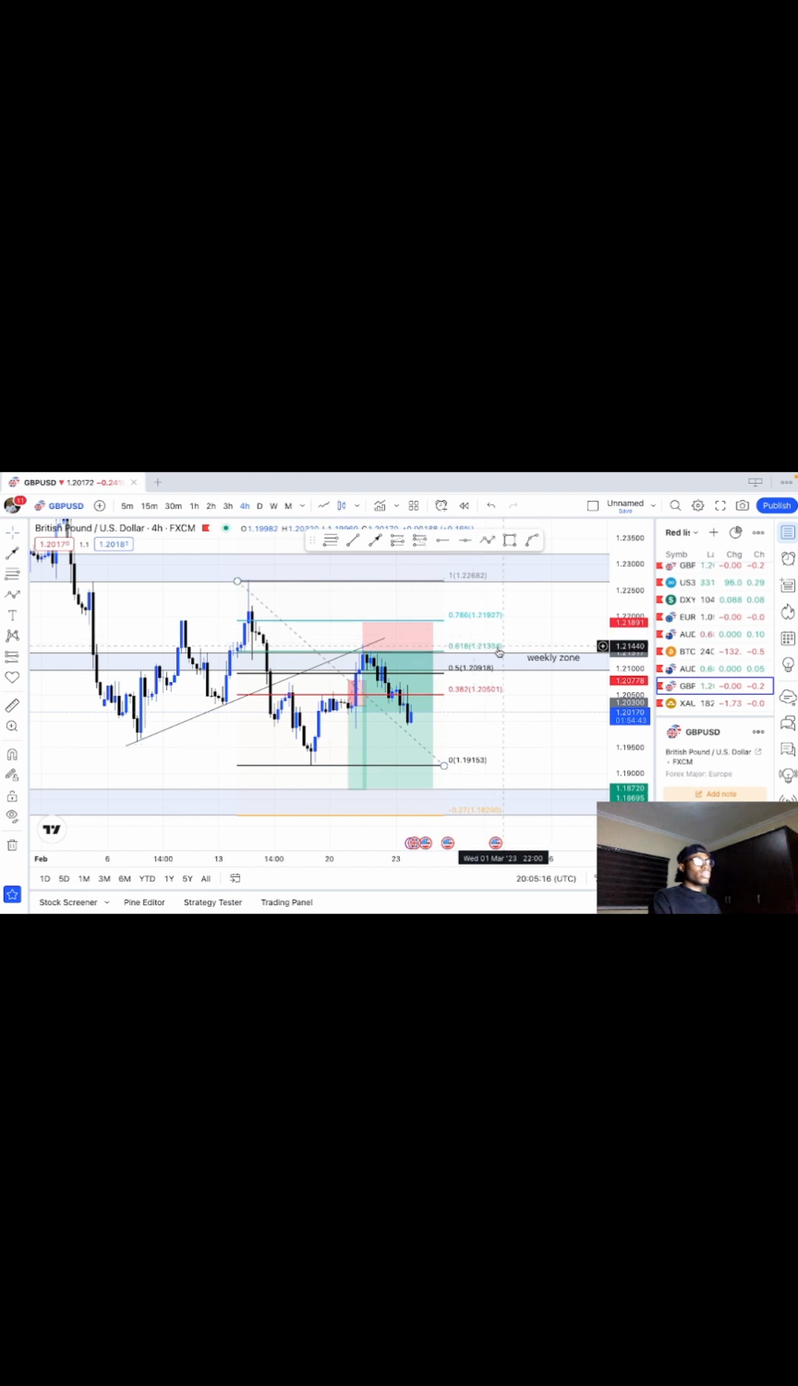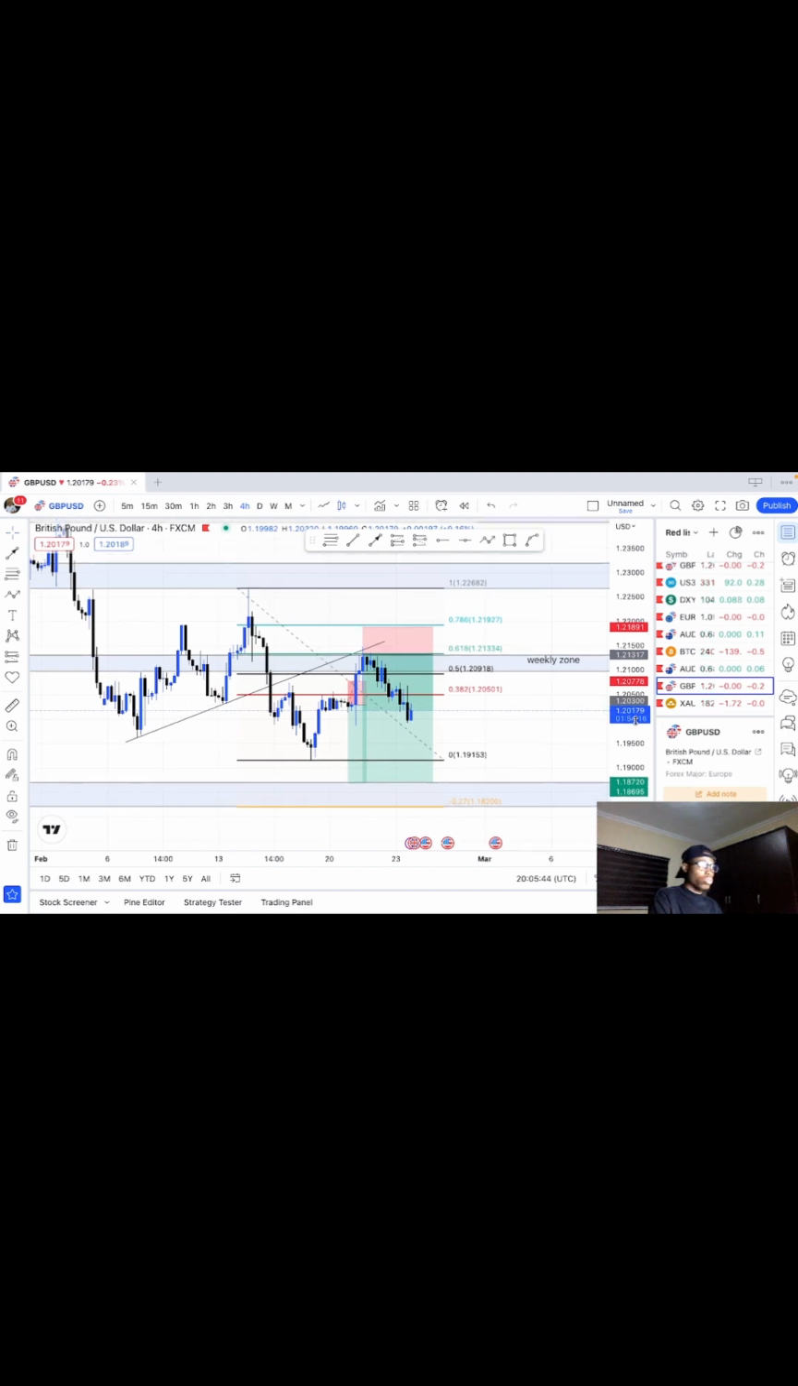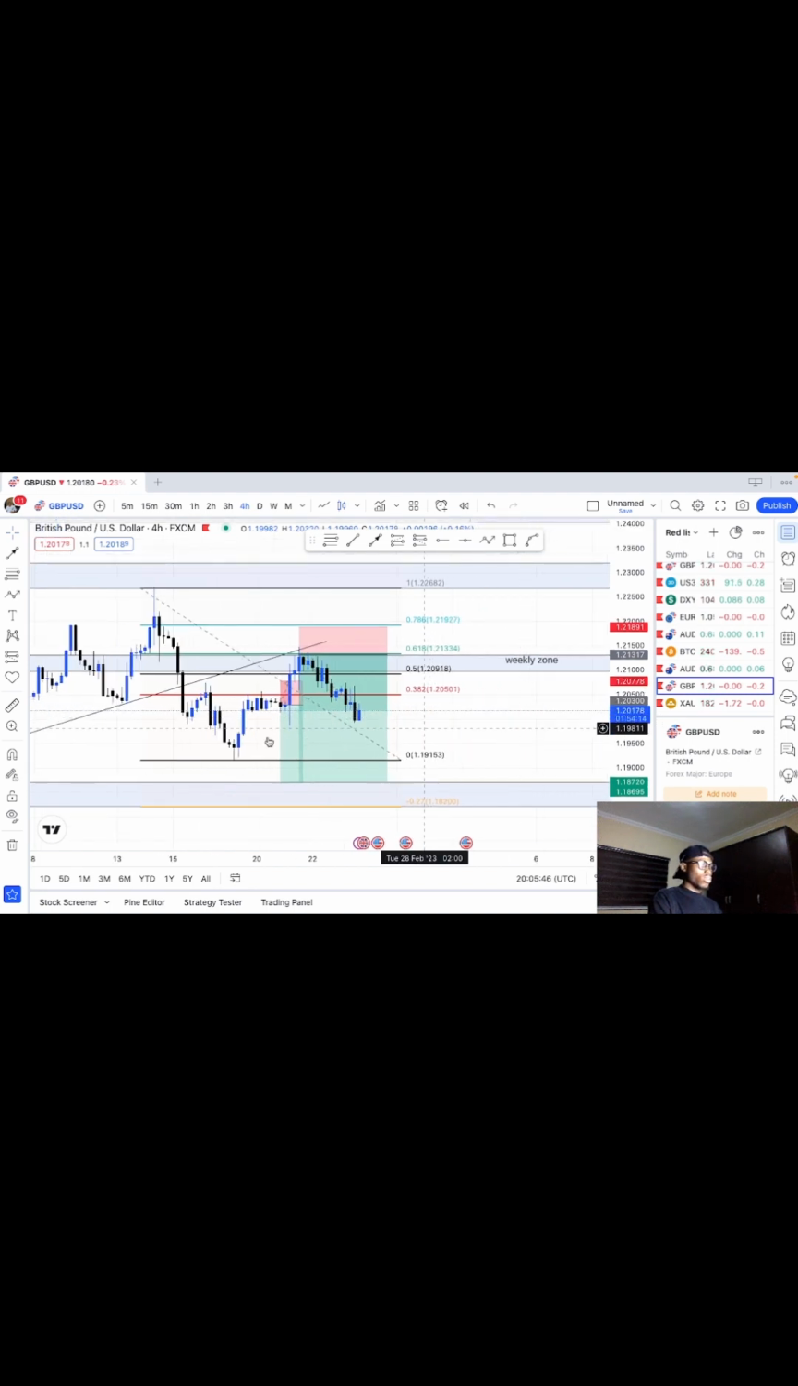You can see at 0.618 GBPUSD formed a bearish presence, and I took the trade from there. I'm shorting it. I'm currently up about, I'm checking, almost $170 because I used 0.1 lot size.